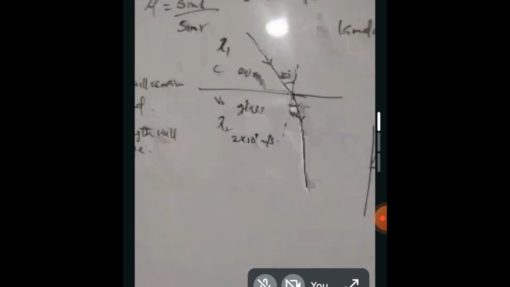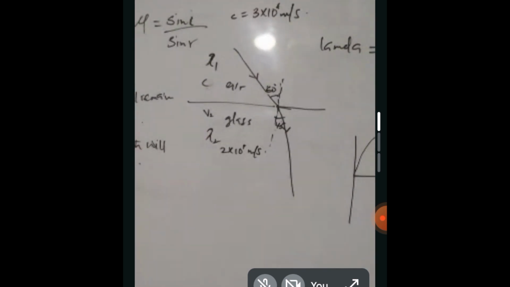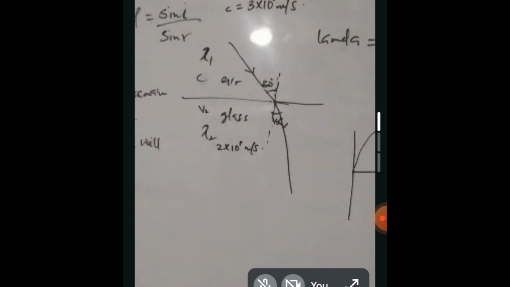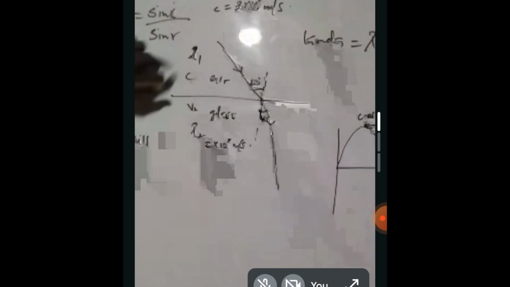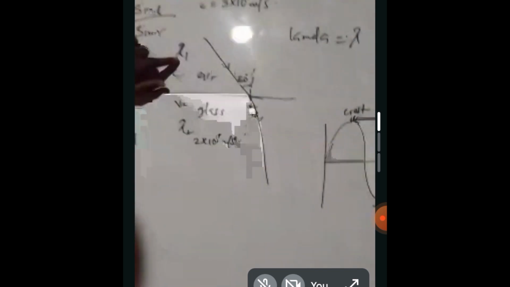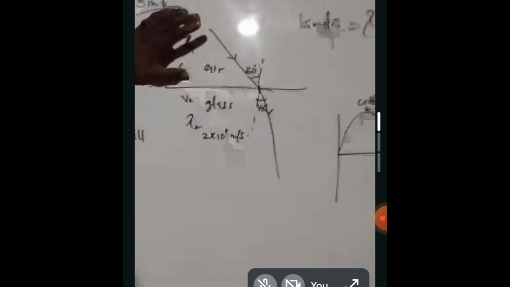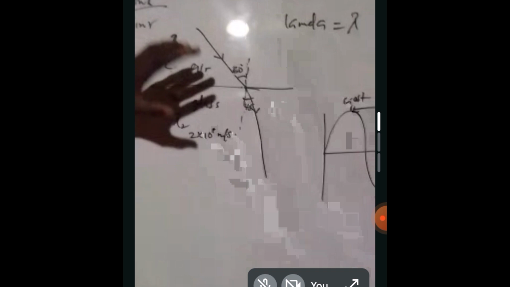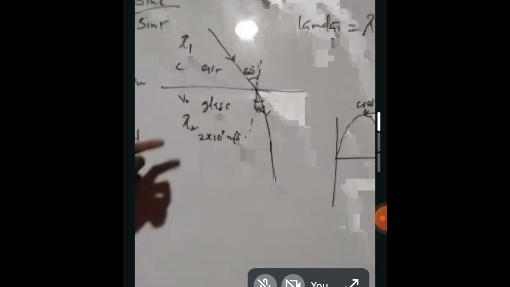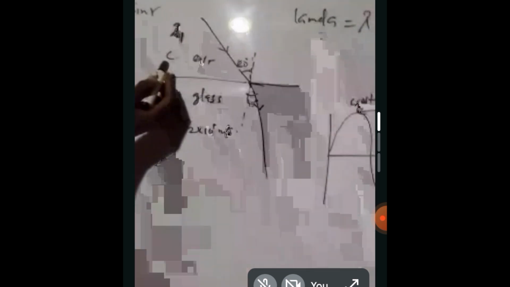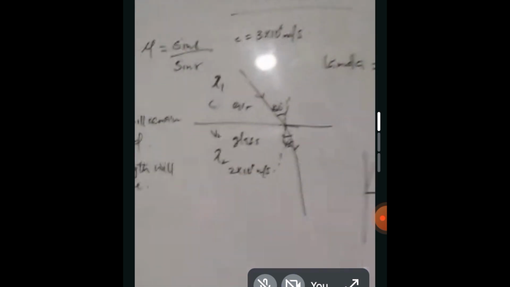I just want you to know that the frequency is unchanged for a body undergoing refraction. So lambda 1 is the wavelength of the light when it is in air, the first medium. When it enters the second medium, it changes its wavelength. That is lambda 2. In the first medium it has one speed, and in the second medium it has another speed, V2.